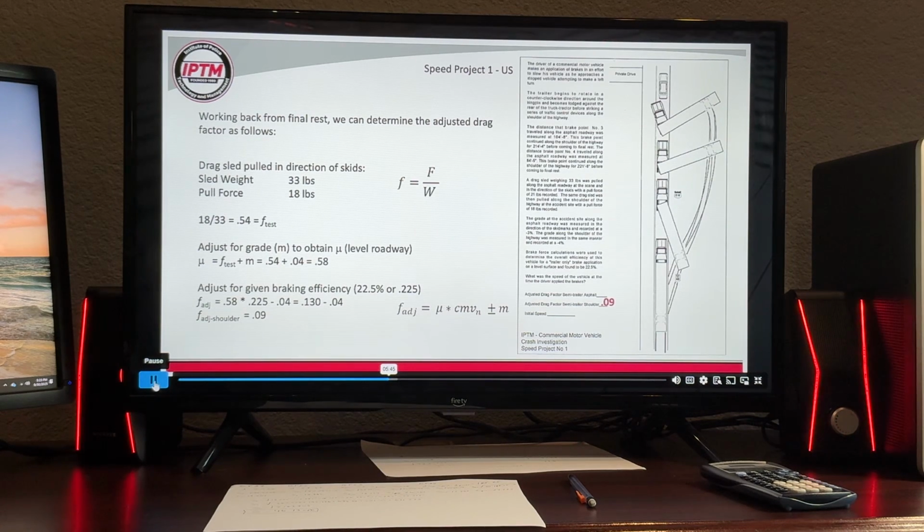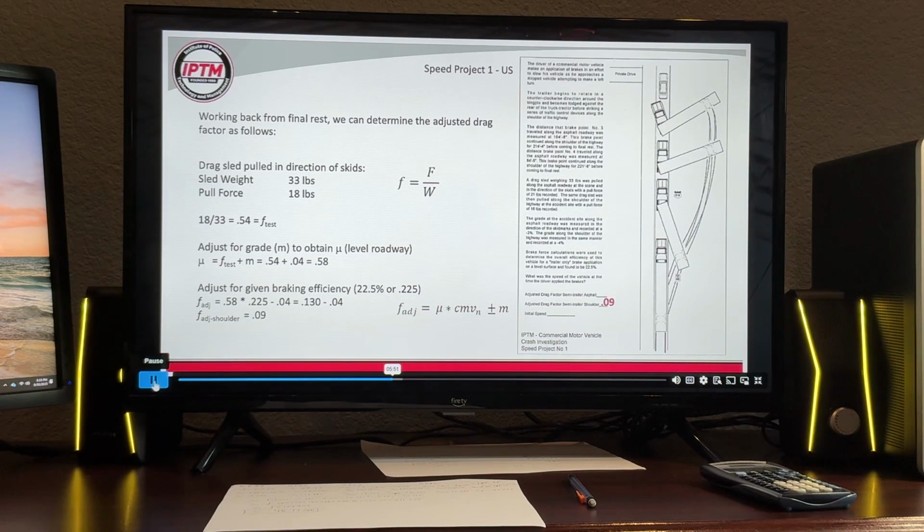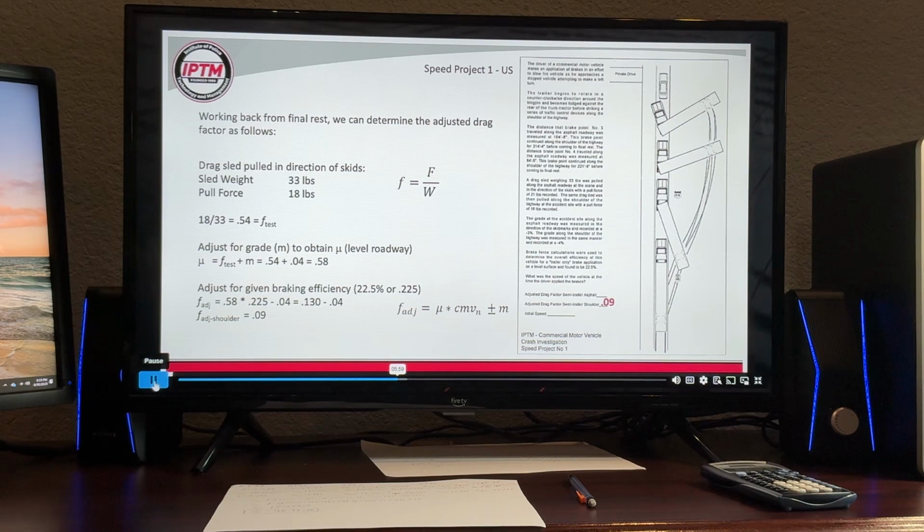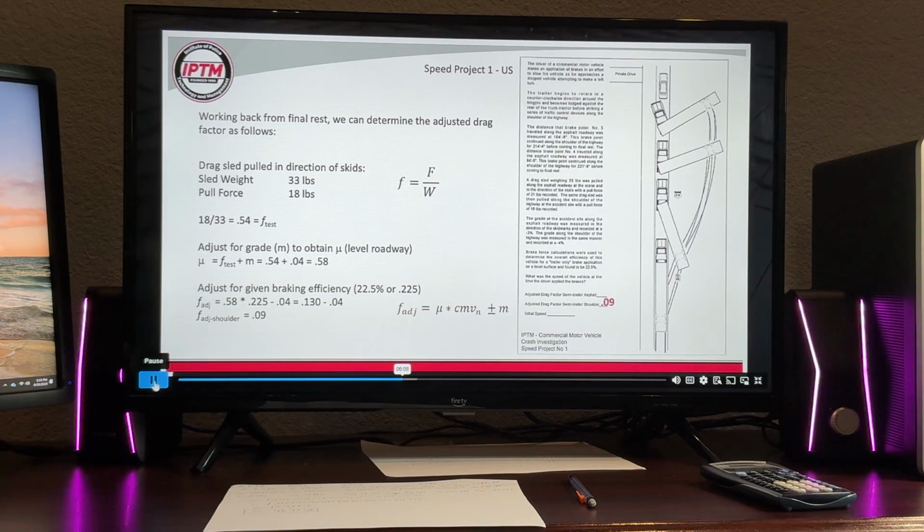And we'll see where that gets us. So the first thing that I feel like we probably ought to do is get a reasonable drag factor, starting at final rest, backing up through our evidence so we're on the shoulder. In this case, we had a drag sled pulled. The sled weighed 33 pounds. Our pull force was 18, and that gives us an F for the test of 0.54.